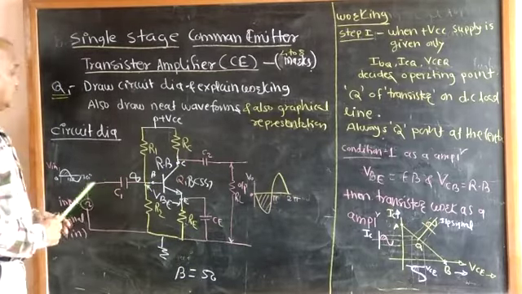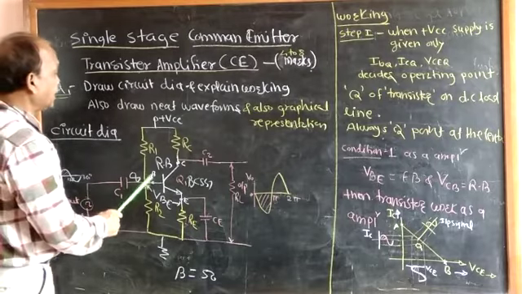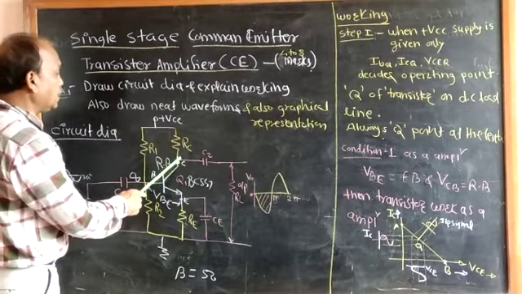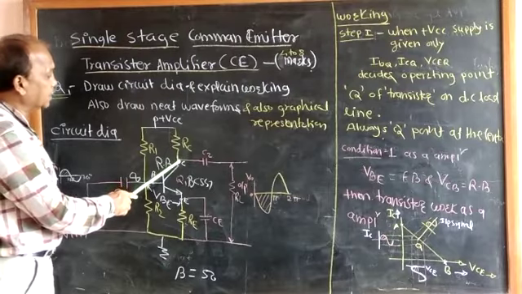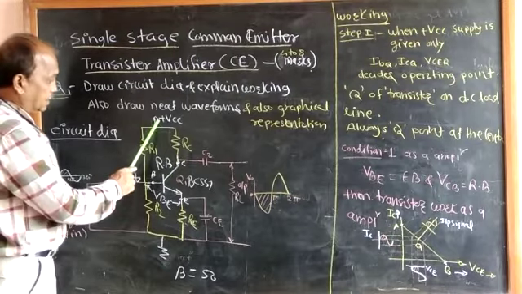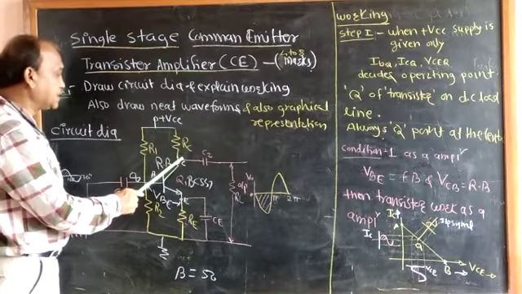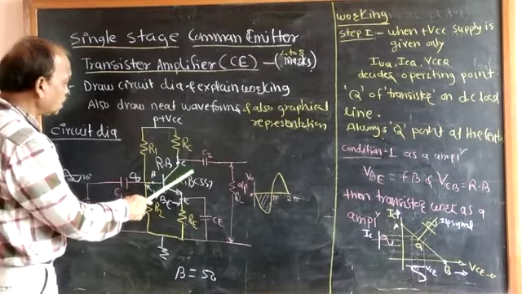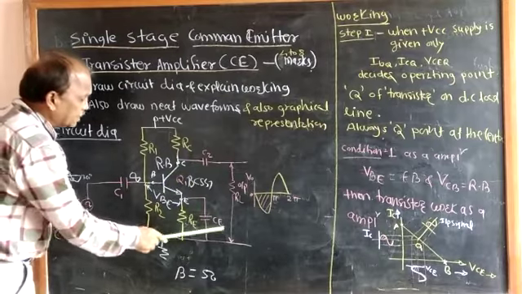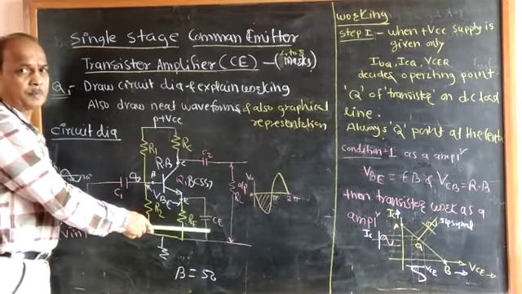Now this amplified AC signal is available at the collector terminal. At the collector terminal a DC signal is present, and at the same time the amplified sine wave signal is present. Now here we are connecting this bypass capacitor. Now what is the function of the bypass capacitor?